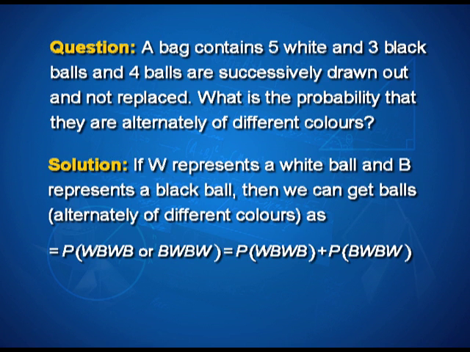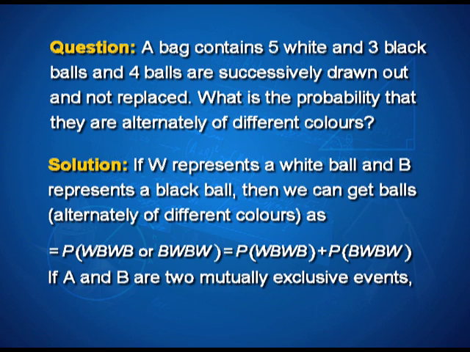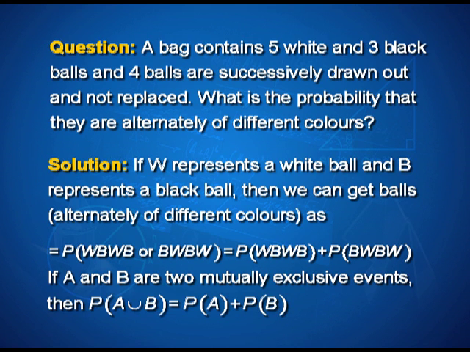This can be written same as the sum of these probabilities by knowing what we call the addition theorem, and also keeping in mind that if A and B are mutually exclusive, then probability of A union B is nothing but probability of A plus probability of B. So, here you can get either the first order of balls or the second, that is, these are two mutually exclusive possibilities, and therefore, the probability would be the sum of the two probabilities.